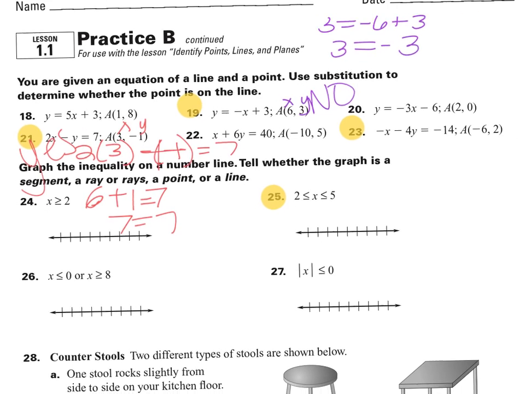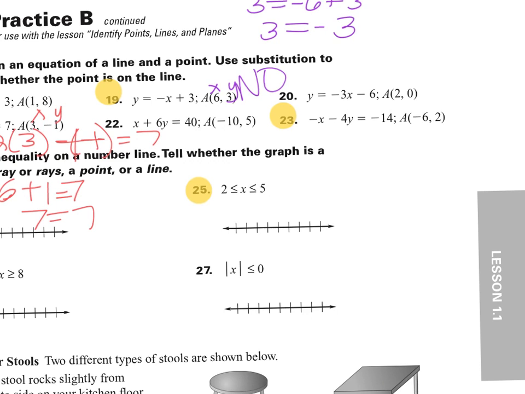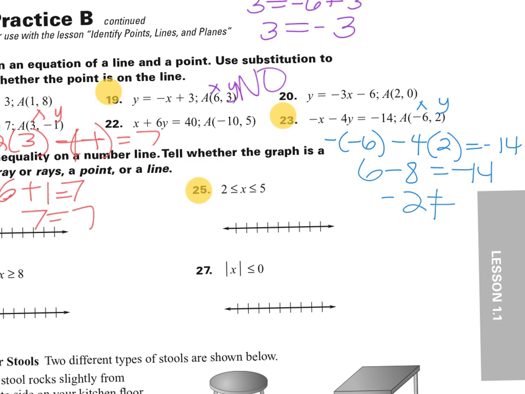And the last one over here, 23. This is my x and this is my y. So negative 6 minus 4 times 2 equals negative 14. 6 minus 8 equals negative 2. And negative 2 does not equal negative 14. So this one's a no.